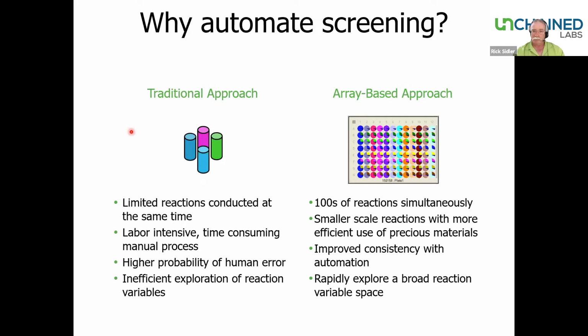We can contrast that with an array-based approach, which we can perform using lab automation or robotics, where we can prepare hundreds of reactions and execute them simultaneously. We can run these on a smaller scale, being more efficient with our uses of reagents and materials. And more importantly, oftentimes we can get these results all at the same time so that we can make a better decision based on the results of numerous experiments rather than just a few.